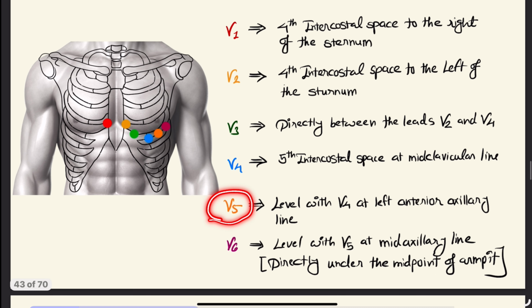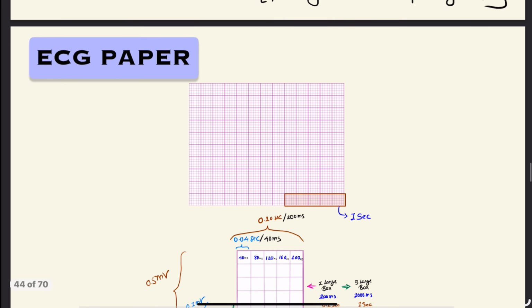Lead V5 is placed horizontally in line with lead V4 on the left anterior axillary line. Lastly, lead V6 is placed in line with lead V5 along the mid-axillary line, or directly underneath the midpoint of the armpit. Now let's move to the ECG paper.